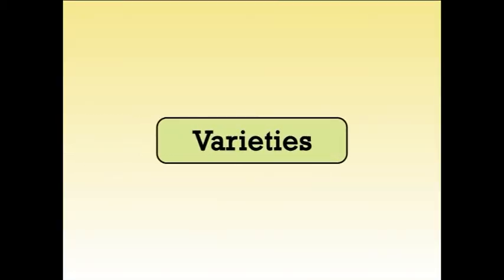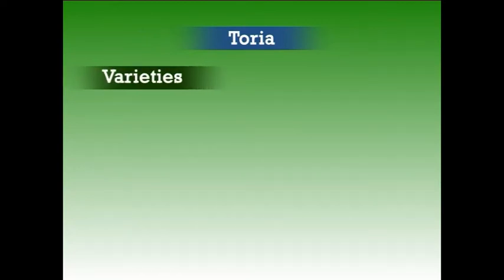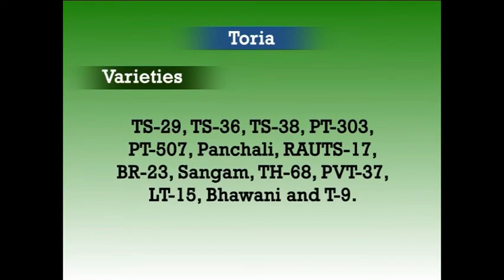Let's discuss the varieties developed for this crop. Promising varieties of rapeseed and mustard suitable for cultivation in different states are, for toria, TS29, TS36, TS38, PT303, PT507, Panchali, RAUTS17, BR23, Sangam, TH68, PVT37, LT15, Bhavani and T9.